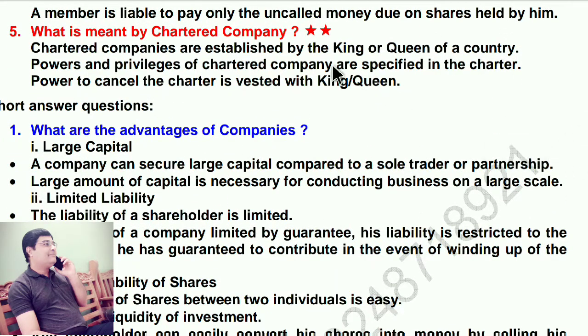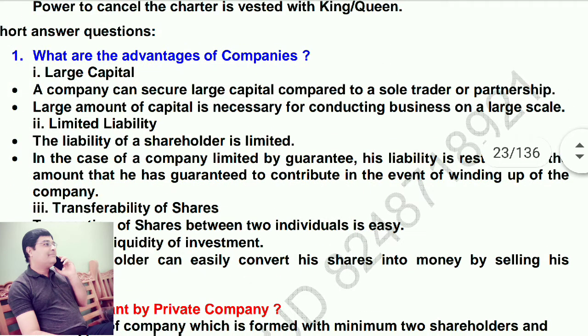What is meant by chartered company? This question was asked in the quarterly as well as in the half-yearly. That's why it is marked with 2 stars. Chartered companies are established by a king or queen of a country. Powers and privileges of a chartered company are specified in the charter. Power to cancel the charter is vested with the king or queen. So all the powers are in the hands of the king or queen. That is known as a chartered company.